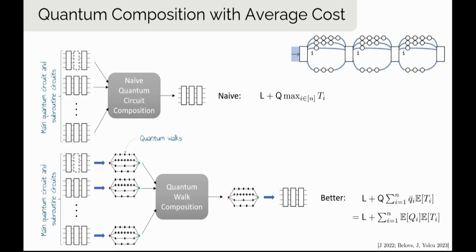Okay, so I should mention that when you do this quantum walk composition, even if you start with algorithms that have 0 error, the results will actually have a small bounded error. And that's fine, that's a very natural model for quantum computers. But what we haven't talked about is what if the subroutines have error? And so that's what I'm going to talk about next.